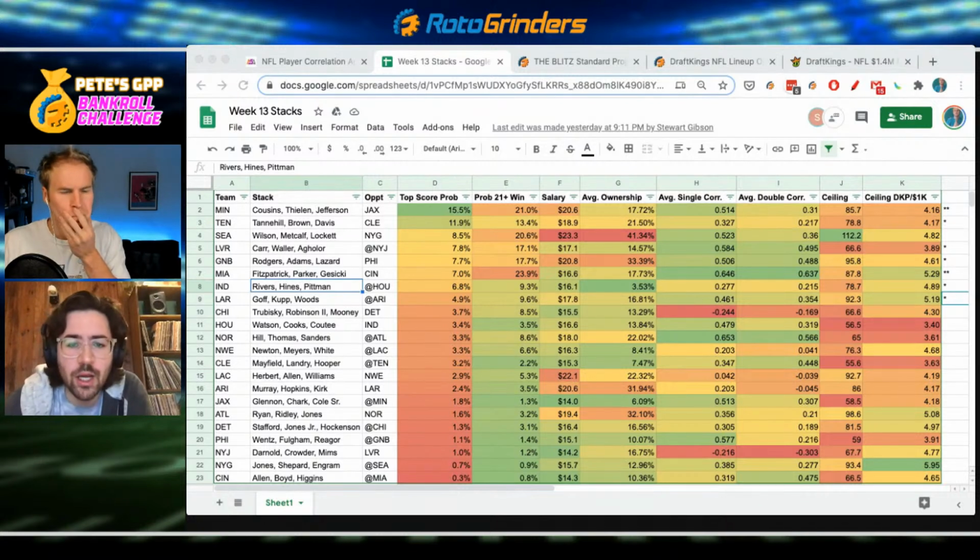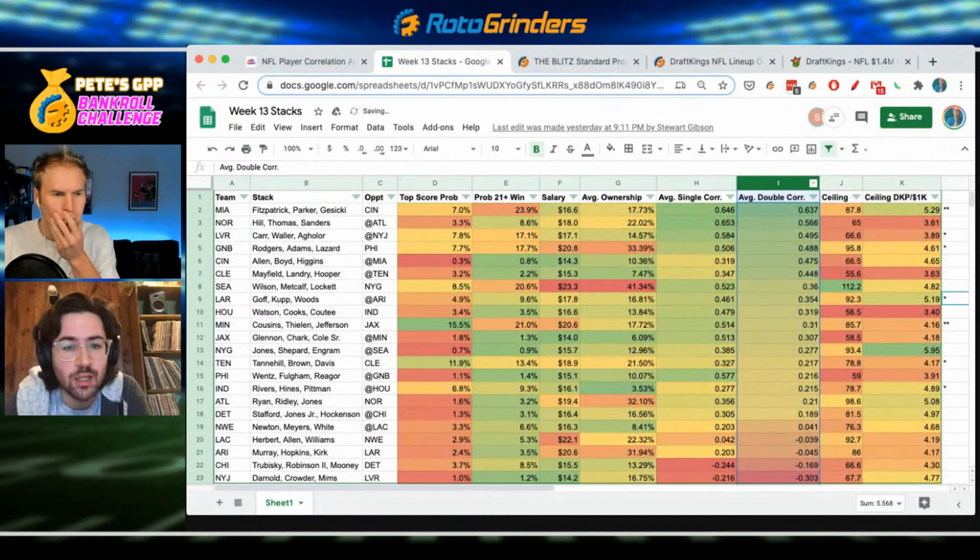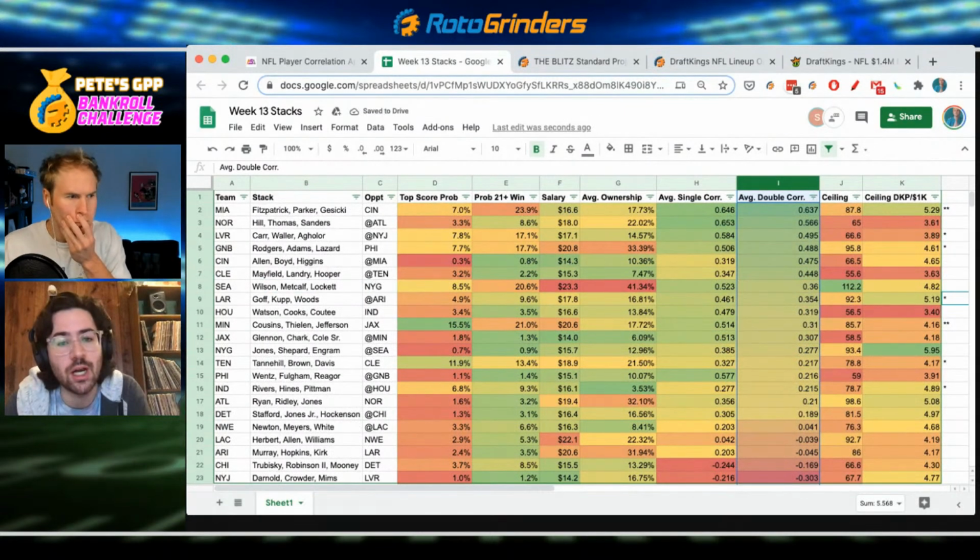A column I try to look at with this stuff is, all right, is this a team we want to double stack or single stack? I kind of try to look at the difference between the average double correlation column and the average single correlation column.